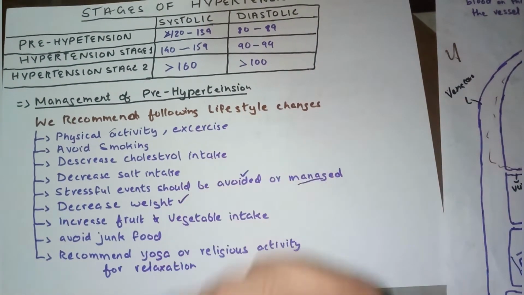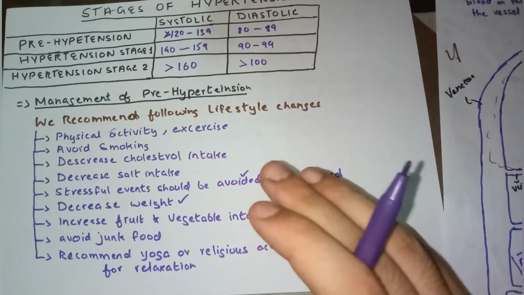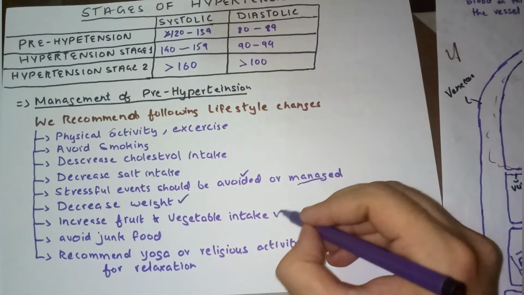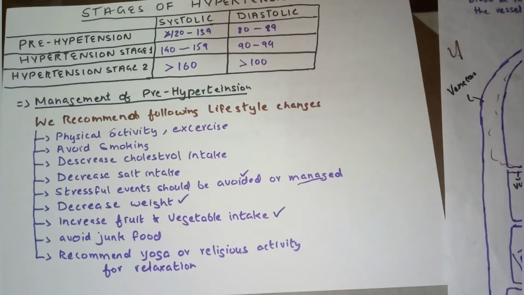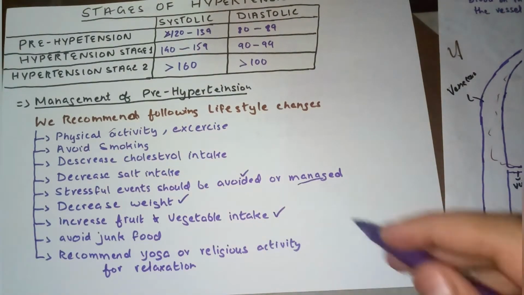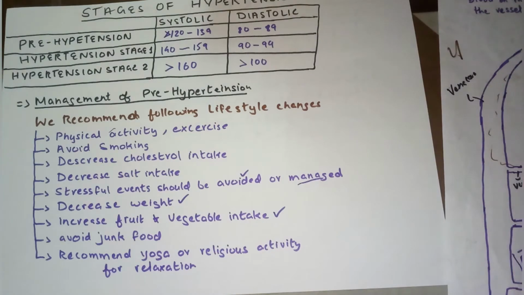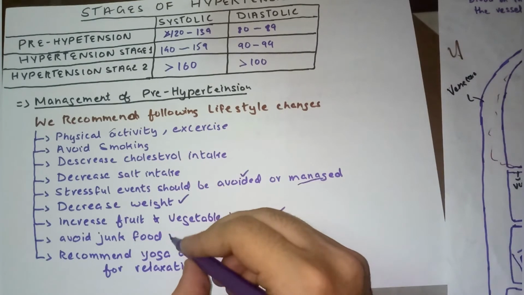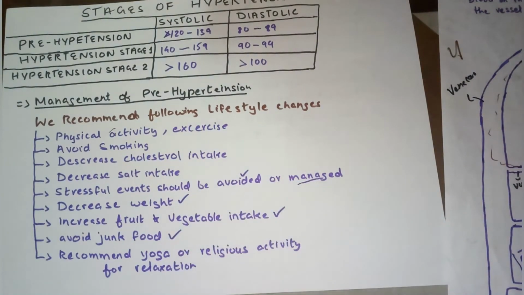And decrease the weight. Decreased weight will decrease obesity, and decreased weight will cause fewer capillaries, and fewer capillaries mean less body fluid, and the blood pressure will come down. And increased fruit and vegetable intake, there are many fruits and vegetables which will cause vasodilation, so it is important to increase fruit and vegetable intake. And avoiding junk food is the same, decreasing the cholesterol and decreasing the obesity.